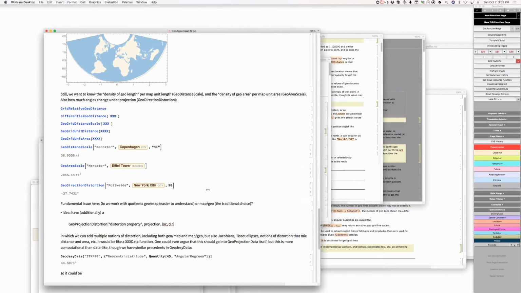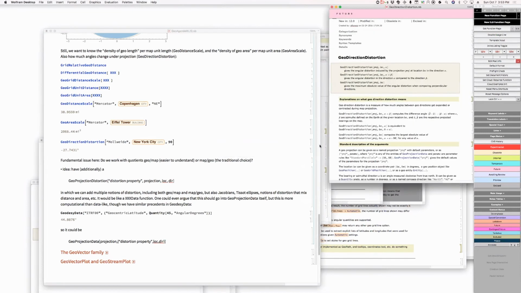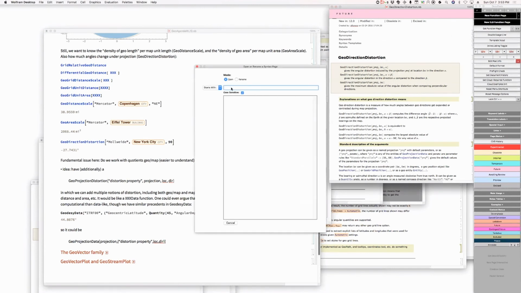It's the difference between the directions on the geogrid and the directions on the earth. Exactly. So if two directions were originally perpendicular and now they are not, it will give you the difference by which they are not perpendicular right now, a distortion. Okay. All right. So that's getting renamed.